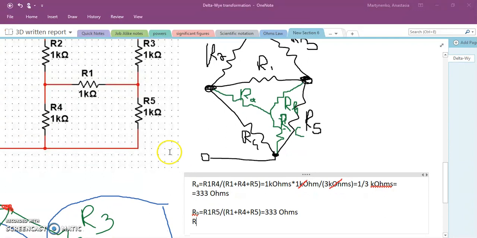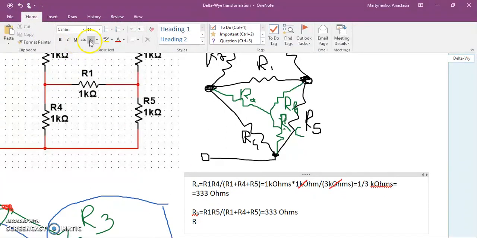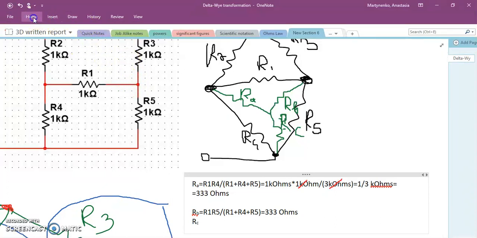And then I'm going to do exactly the same thing for RC. RC is right between R4 and R5, so R4 times R5 over R1 plus R4 plus R5. Like I said, on the top you have two adjacent sides multiplying each other. On the bottom you have all three sides, and once again this is 333 ohms.